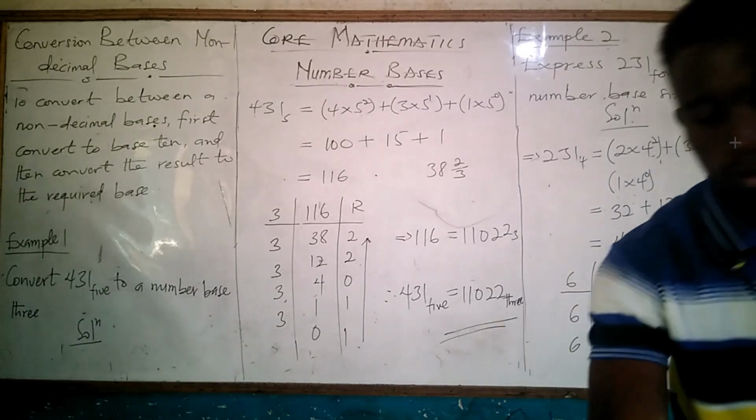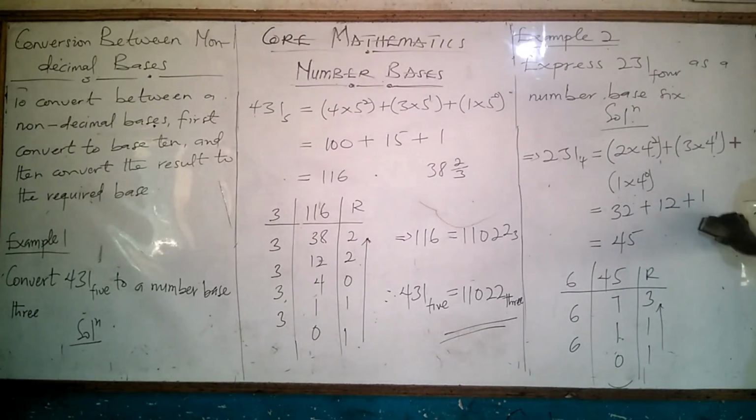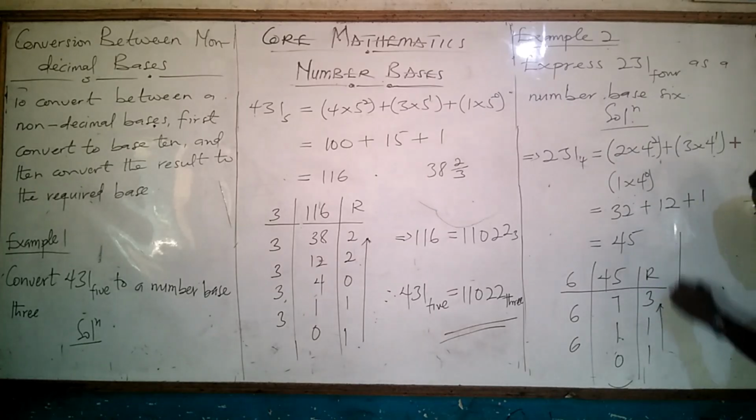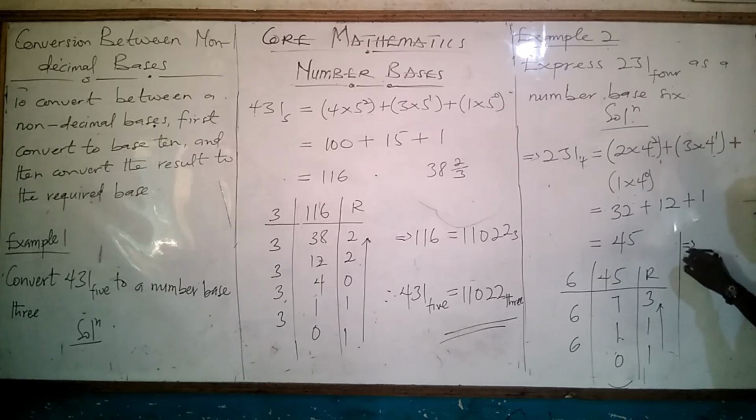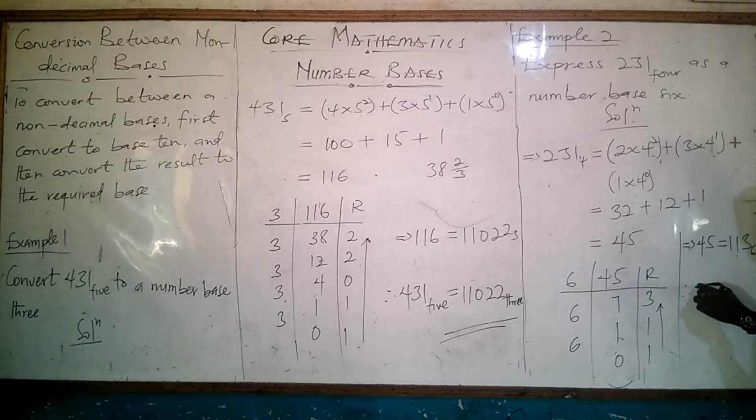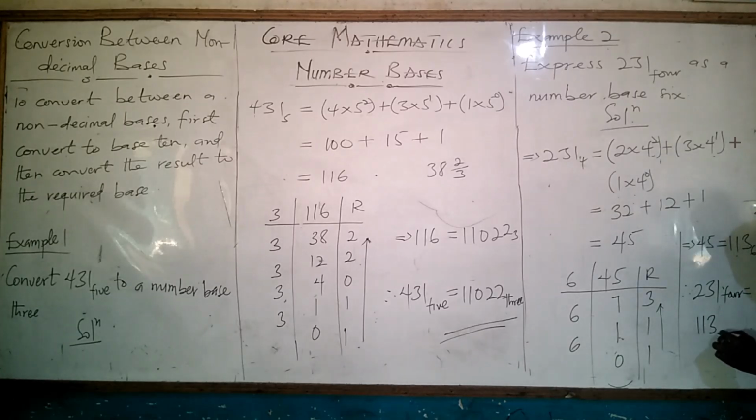So we can now say this implies that 45 is equal to 113 base 6. Therefore, I can say 231 base 4 is equal to 113 base 6. And that is that.